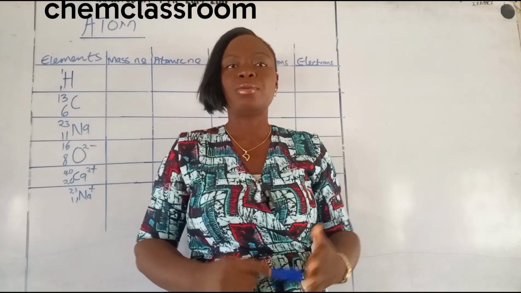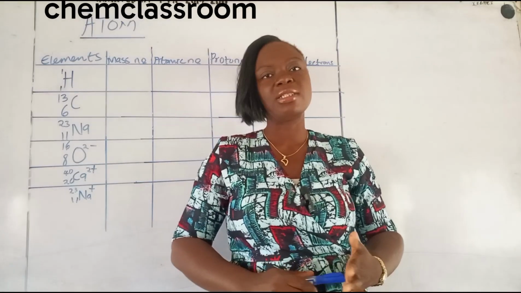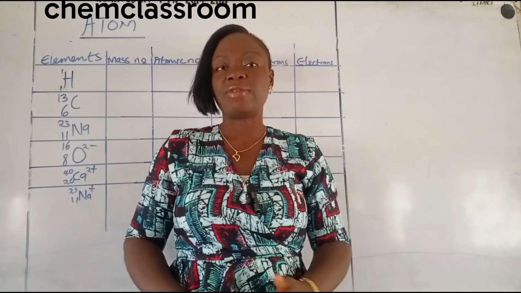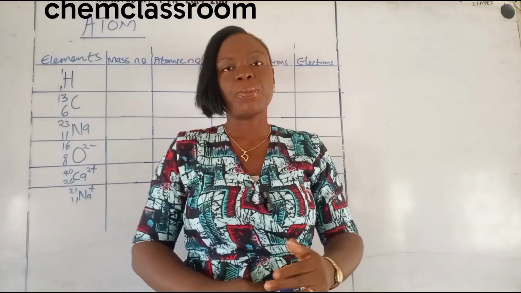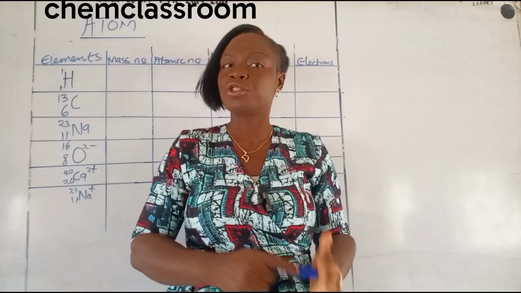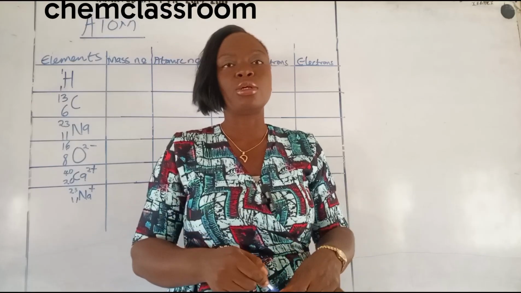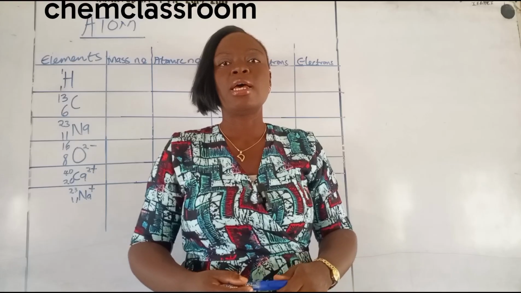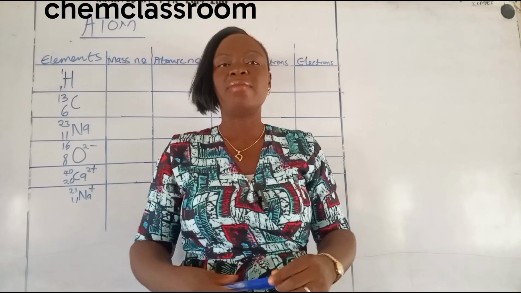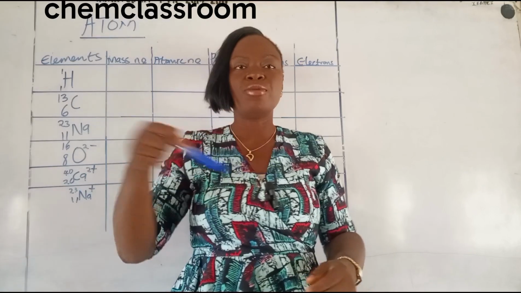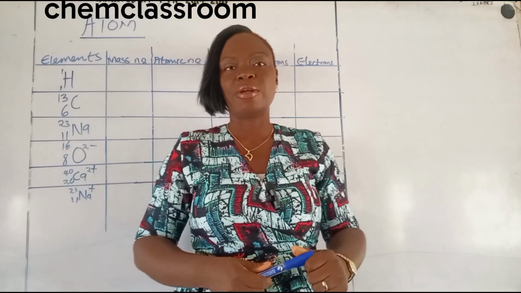Now the proton is positively charged, the electron is negatively charged, and the neutron doesn't have a charge, it's neutral. Now you have the proton and the neutron in the nucleus. We call them nucleons. They determine the atomic number and the atomic mass, while you have the electron revolving around the nucleus.